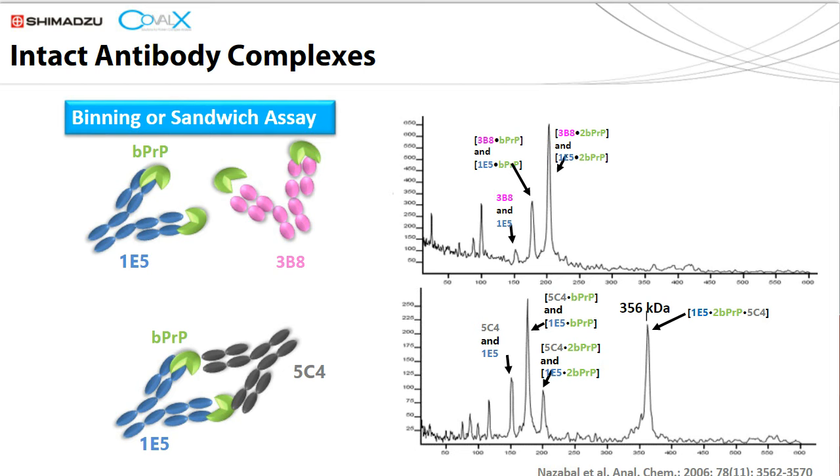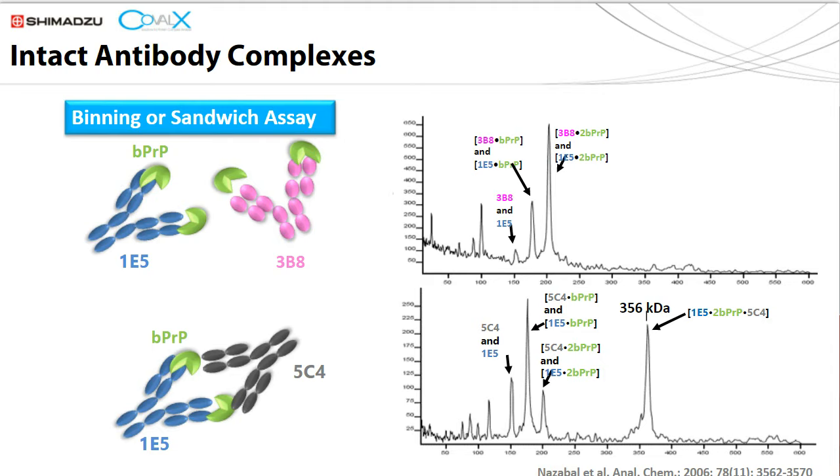In the lower case, though, we have the blue and the black antibody. These are able to bind at the same time onto the target antigen. And so what we see here is a depletion of the 2-to-1 peak from the top spectra going down to the lower spectra. So the 2-to-1 peak becomes lower in intensity, and a new peak is forming with 1 antibody, 2 antigens, and a second antibody, in this case out at 356 kilodaltons. So again, using the cross-linking chemistry to stabilize these complexes and the high mass detection to measure them.